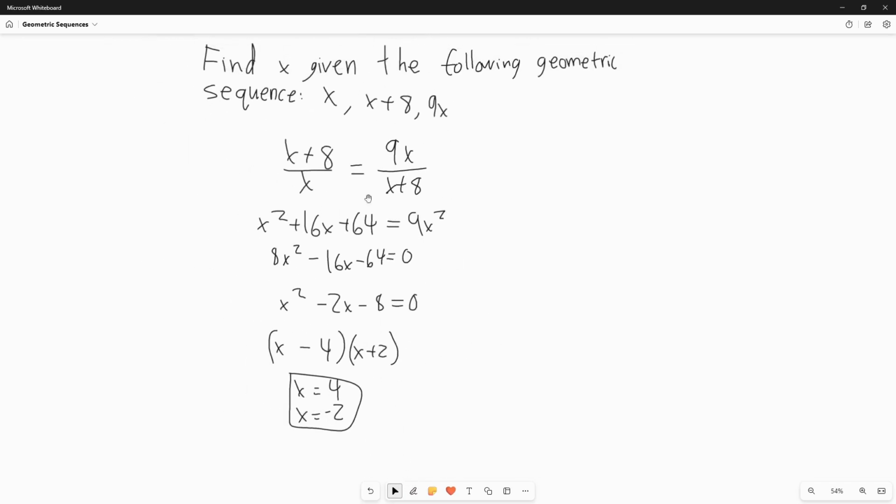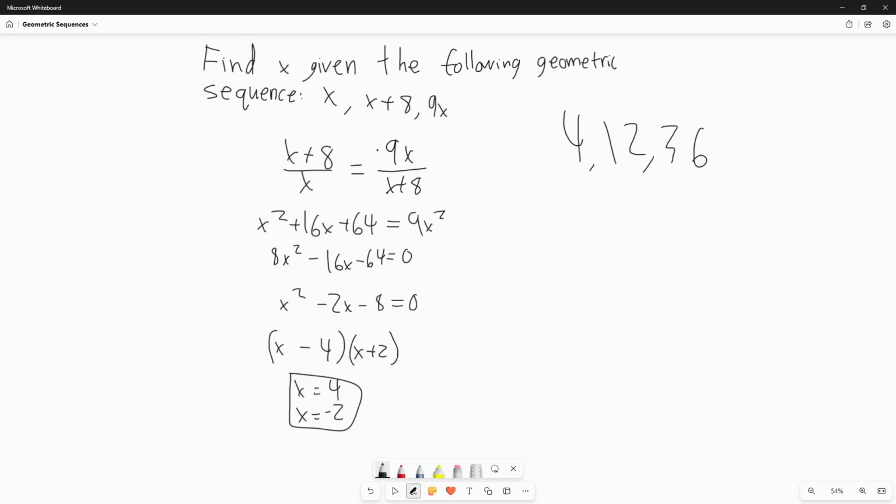Let's plug in x's to this original sequence to see if they work. So the first term would be 4, second term would be 4 plus 8, which is 12, and third term would be 9 times 4, which is 36. And this works. The ratio is 3 because 4 times 3 is 12 and 12 times 3 is 36.